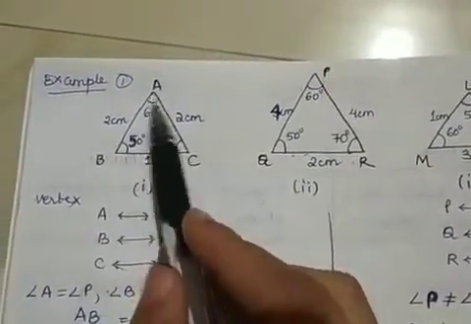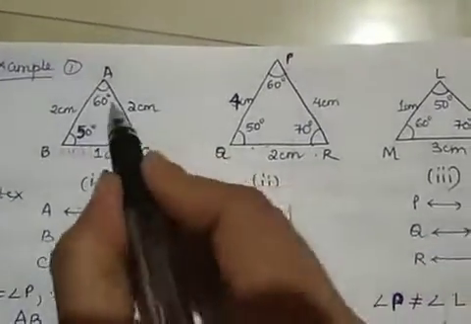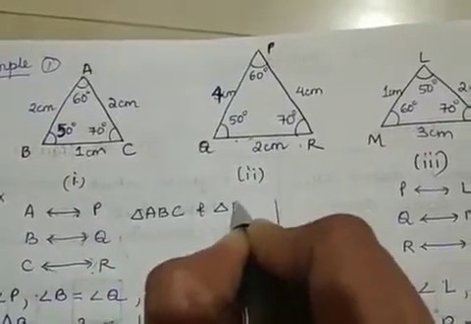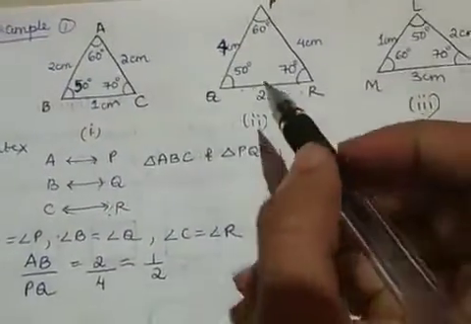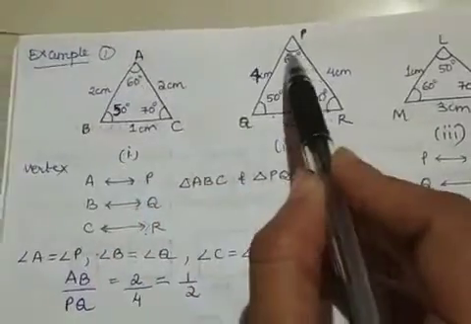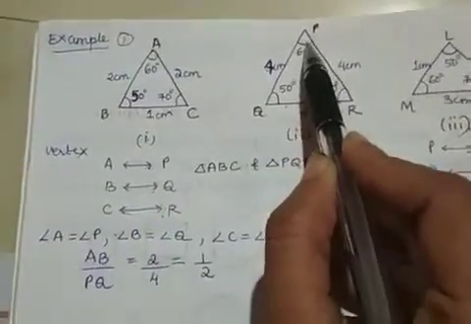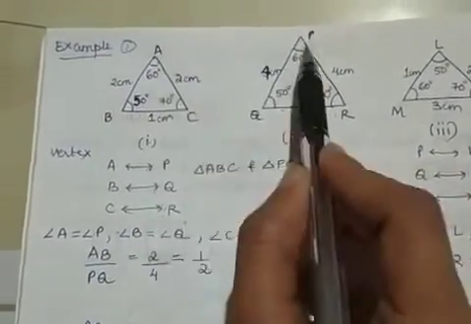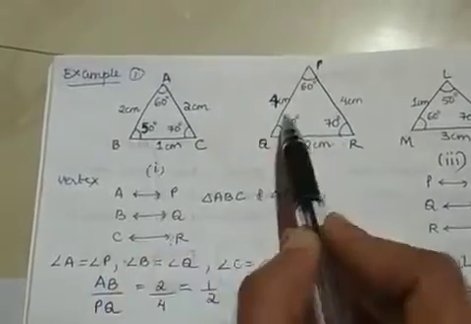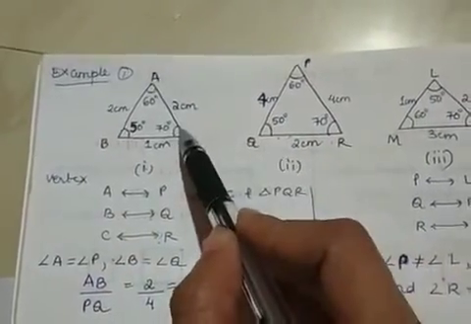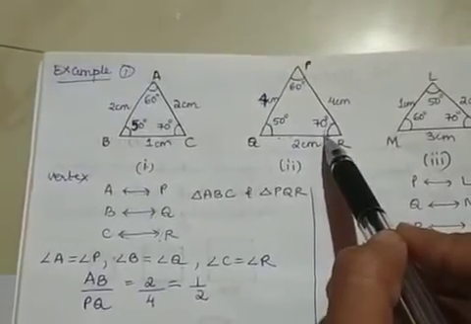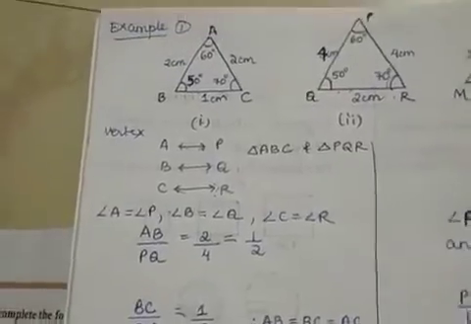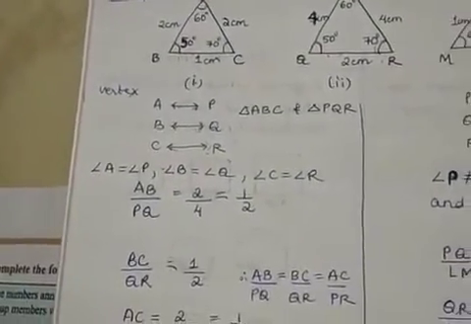First we have to check if the corresponding angles are equal. Here the two triangles are triangle ABC and triangle PQR. The first angle to see is A, whose corresponding angle is P. Angle A is 60, P is also 60, so they are equal, correct? Angle A is equal to angle P, angle B is equal to angle Q, and angle C is equal to angle R. So you see the corresponding angles are equal. So the first condition is satisfied for the two figures to be similar.